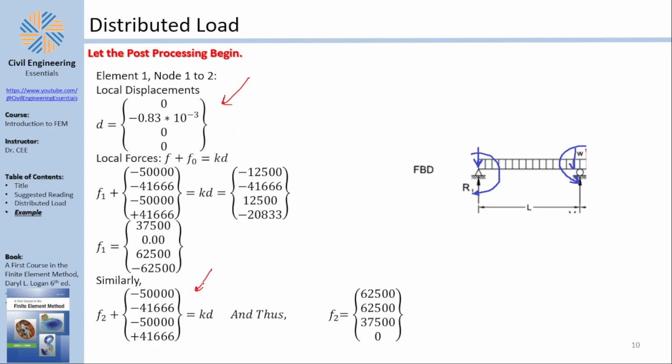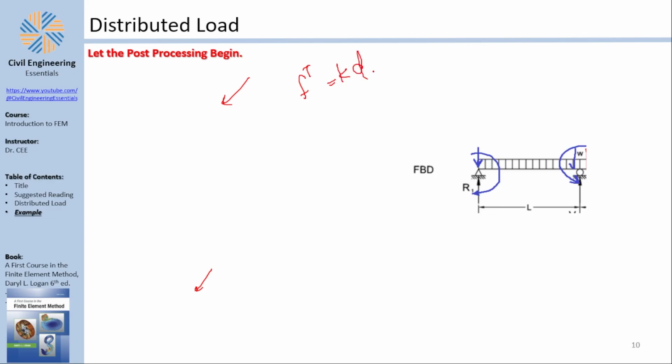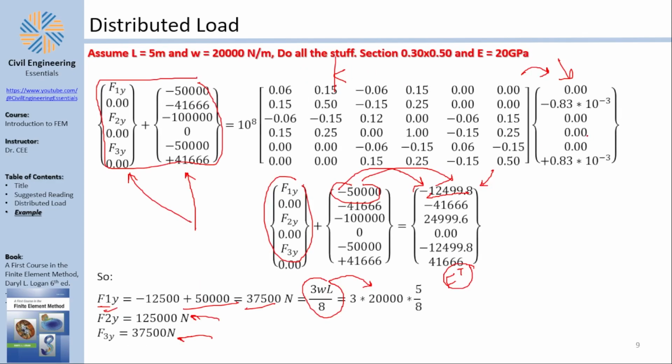So I want to find the local forces. How do I find the local forces? The total forces equals the local stiffness matrix multiplied by the local deflection matrix. I can go and find the deflection of element number 1 by looking at the degrees of freedom. Element number 1 is responsible for node number 1 and node number 2. So this is your displacement vector for element number 1.